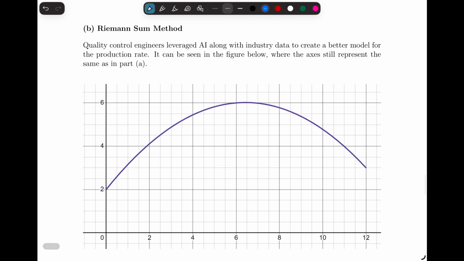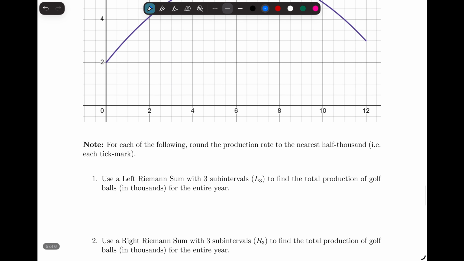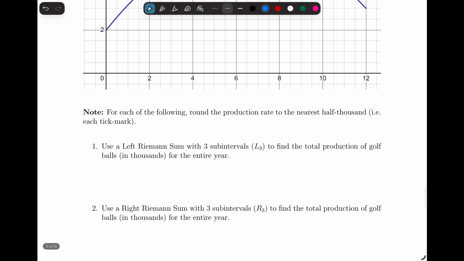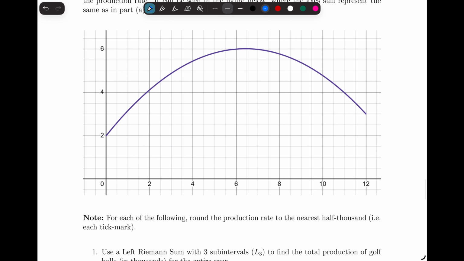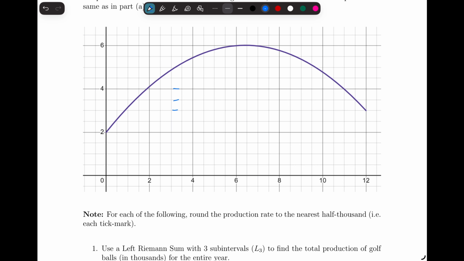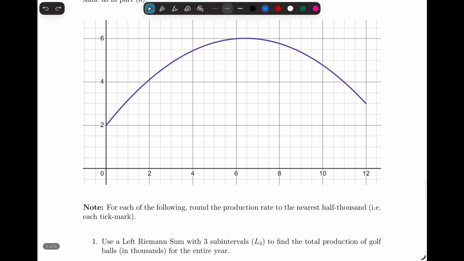Okay, continuing on this same example, quality control engineers used AI and data to create a better model for the production rate. Seen in the figure below, it's one smooth function, one smooth curve where the axes are the same. So we're using Riemann sums here, L3 and R3. And a little note to round the production rate to the nearest half thousand, which is the same as a tick mark on there. This is half thousand, this is half thousand, this is half thousand. Easy enough. I'll show you what I mean in a bit.